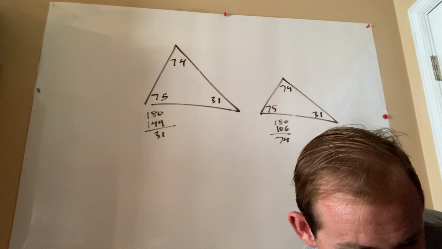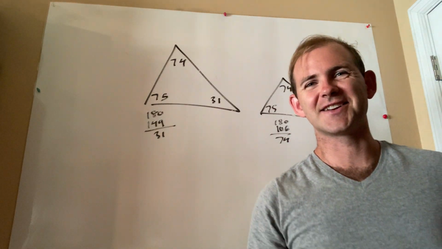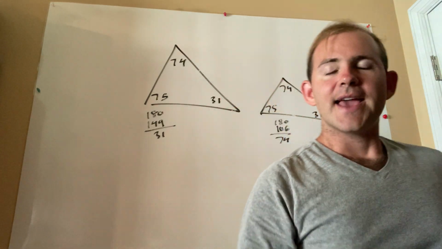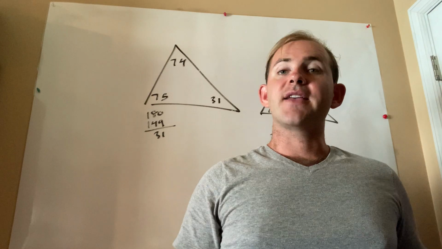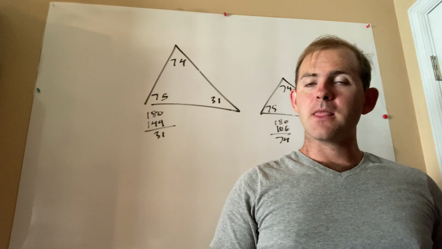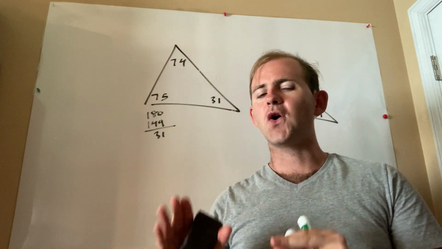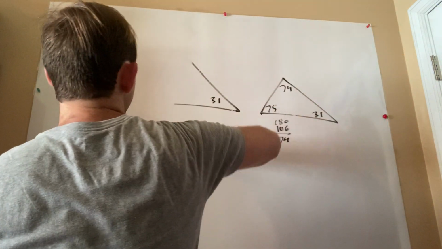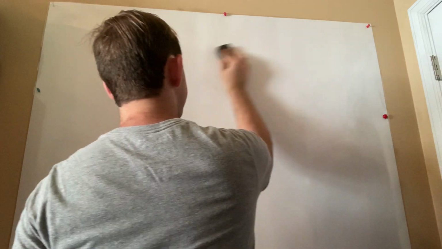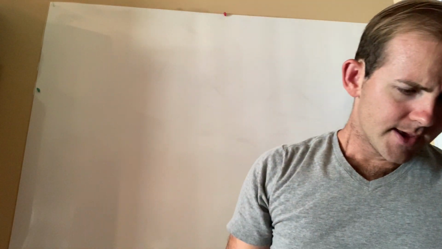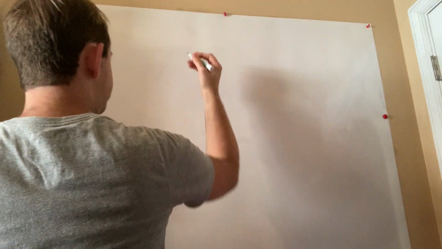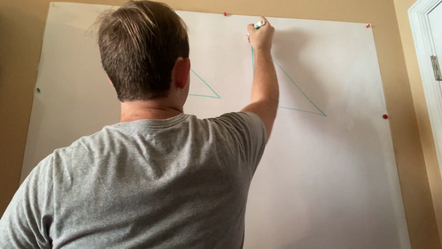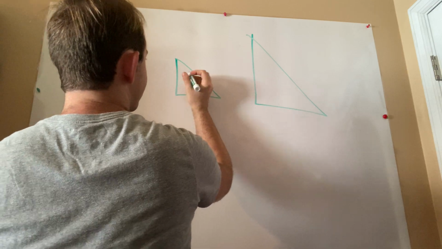Now, SSS, I can't read. SSS is the second one we're going to take a look at, okay? SSS is a fancy way of saying that all 3 sides of one are proportional to all 3 sides of the other. What do I mean by that? Let's take a look at example number 3. Okay? All right, so example 3. Looks something like this.